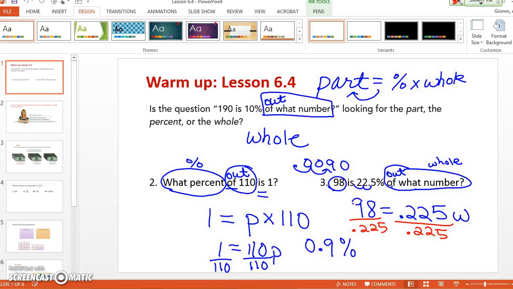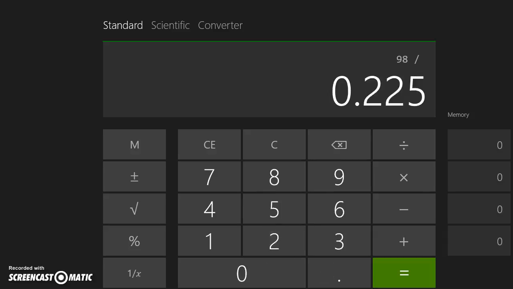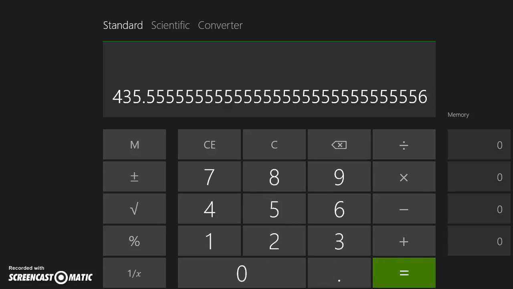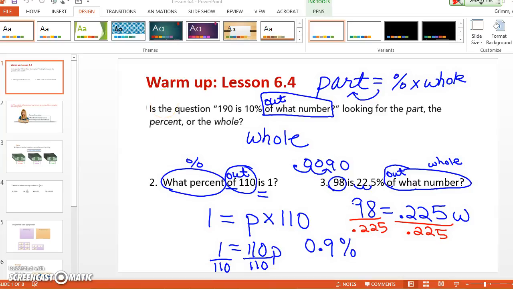So 98 divided by 0.225. And I get this number. So 435.55. And it didn't tell me what to round to. So 435, I could say 0.6, if I wanted to, that would be rounding to the nearest tenth. Or if I want to go nearest whole number, I could say 436 because the 5 would have bumped that up. So you can choose what you rounded to. But you can't put just 435 because then you didn't round correctly.